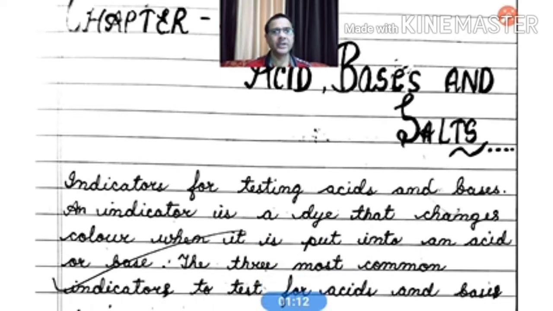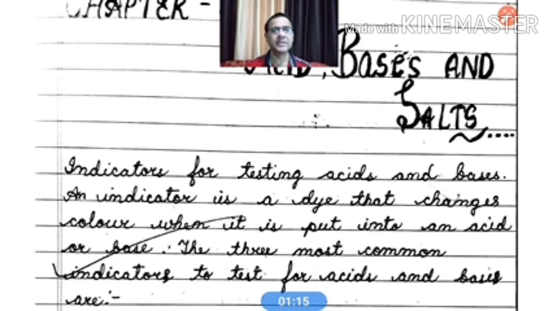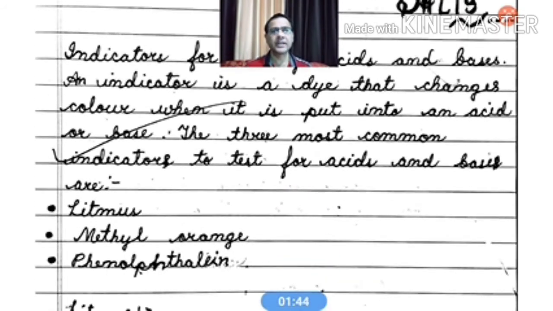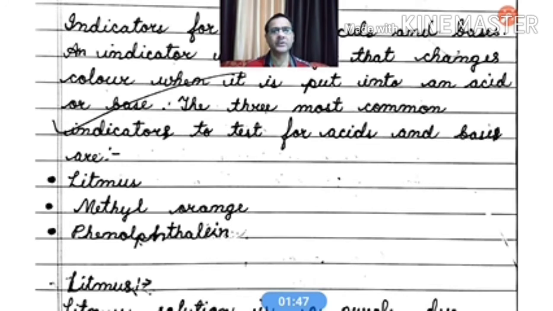See the definition. Indicators for testing acids and bases. This is the heading. Definition: an indicator is a dye that changes color when it is put into an acid or base. It means indicators are the chemical substances which give an idea about the acid or base by changing their color. And there are mainly three types in our syllabus. One is litmus, second is methyl orange, and third one is phenolphthalein. Its spelling is something else, but we pronounce it phenolphthalein.